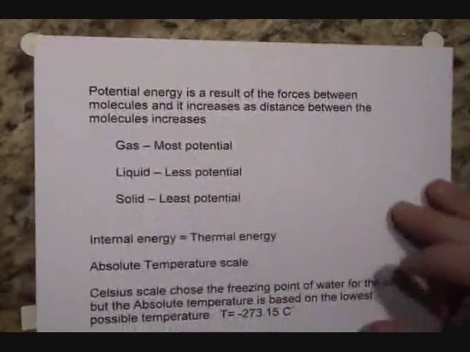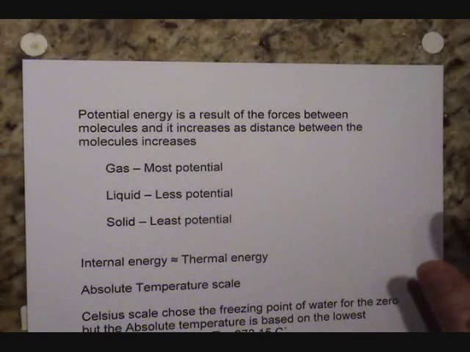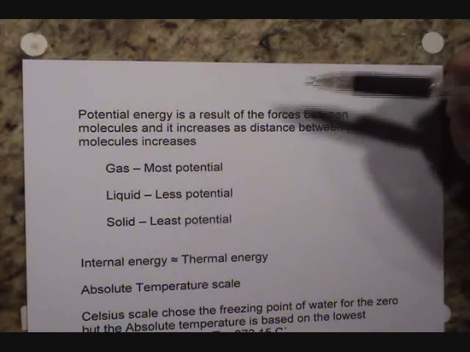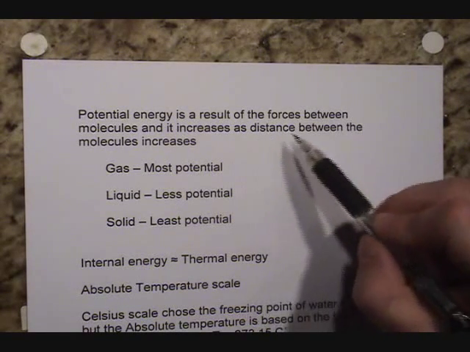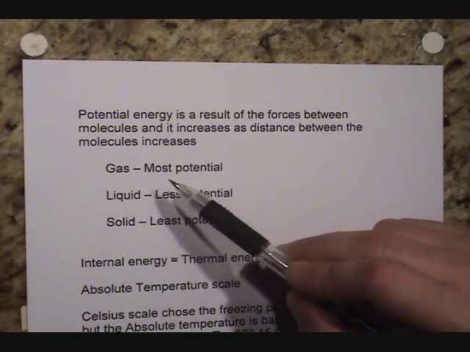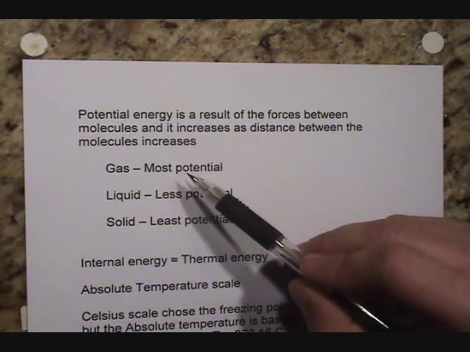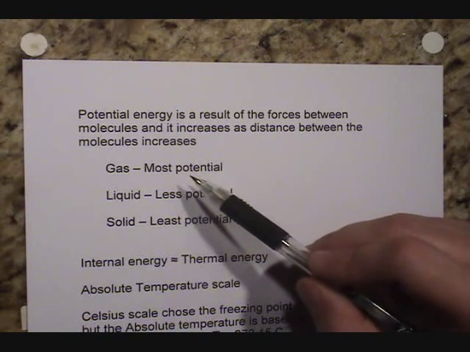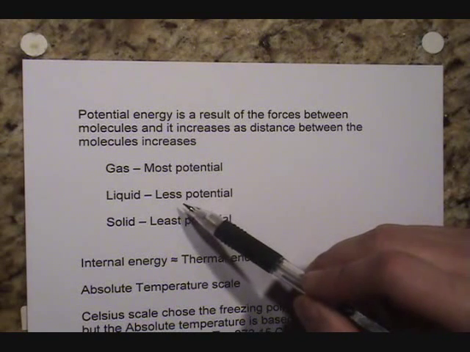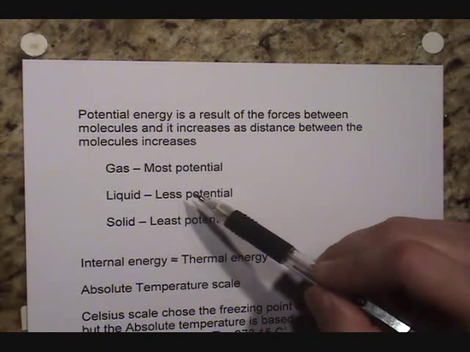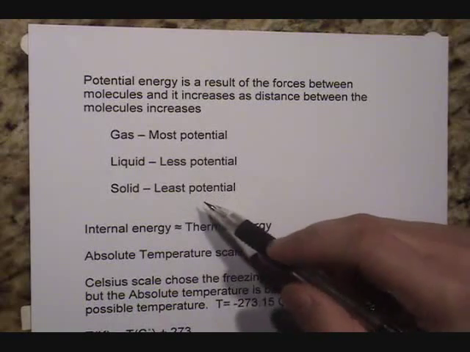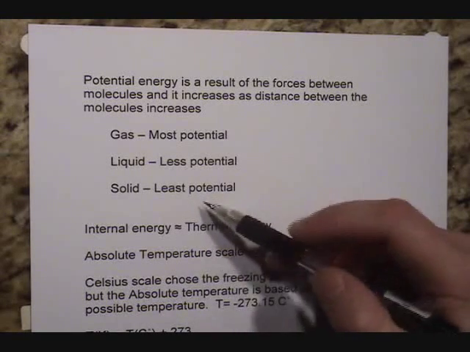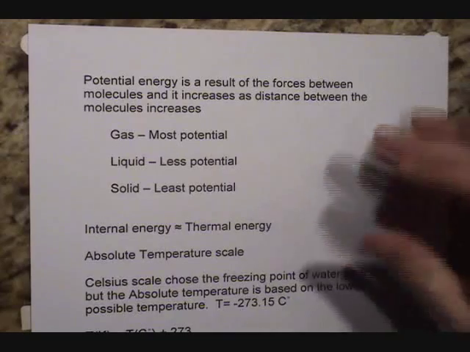So it turns out that the potential energy of a substance is based on the forces between the molecules, and it increases as the distance between the molecules increases. Now in a gas, the molecules have the most distance between them, so we would say that has the most potential. In a liquid, there's a little less potential. Molecules are much closer to each other. In fact, they're in contact with each other, they're just not bound to each other, they're not forced to stay stuck together. And in a solid, we would have the least potential. Everybody is as close as they can possibly get in the solid substance.